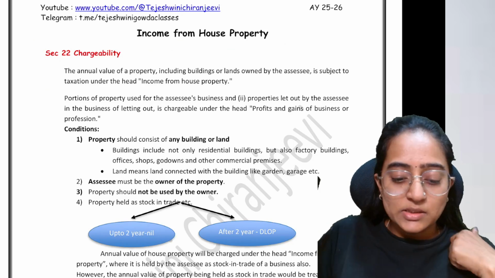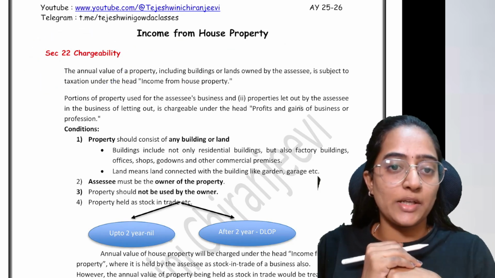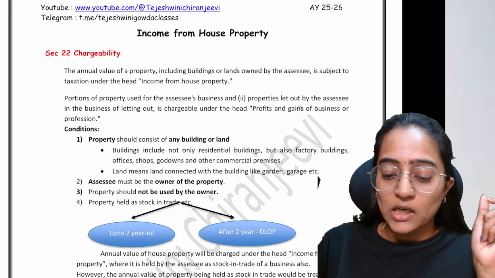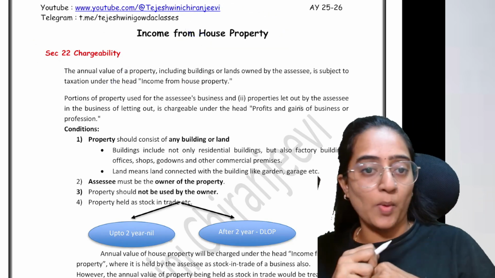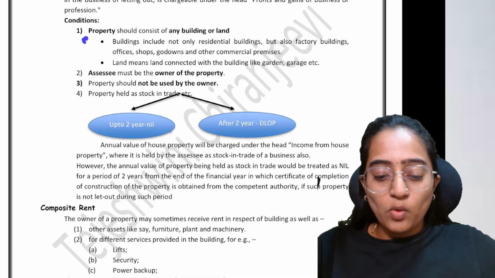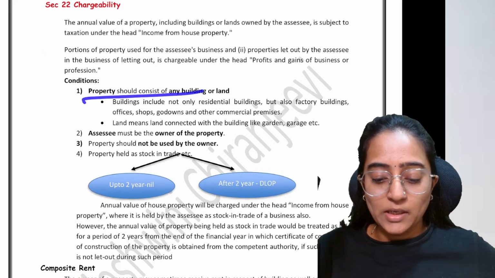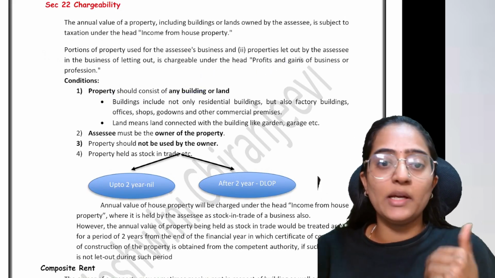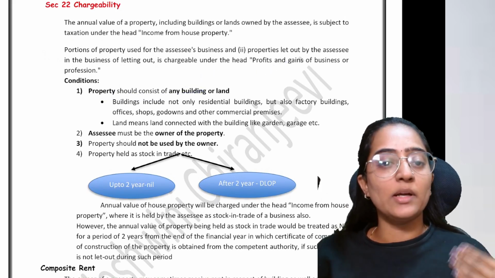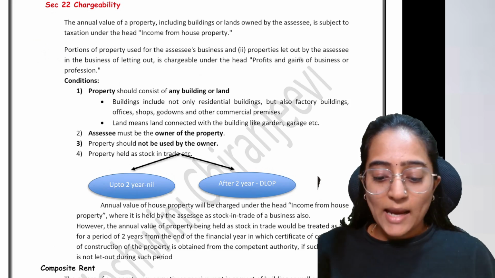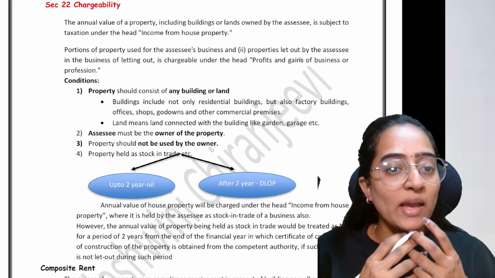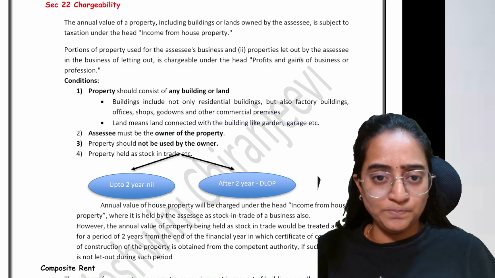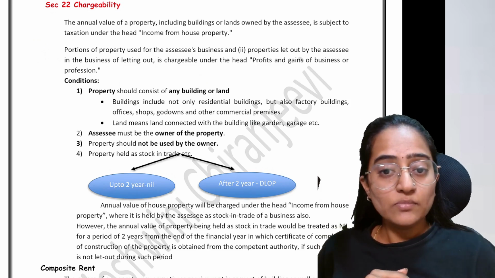Section 22 speaks about the chargeability, and for your income from house property to be taxed, first we need to understand what is meant by house property here. House property can consist of building or land. The building can be a residential building, a commercial building, a factory building, anything for that matter. And land should not be a separate vacant land. Land means the land which is connected with the building, like the garden, garage, etc.